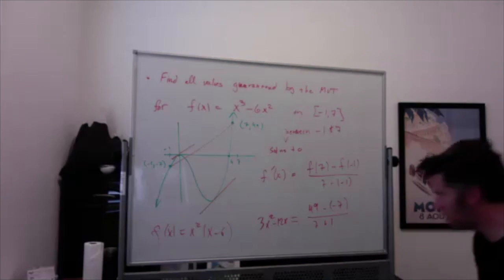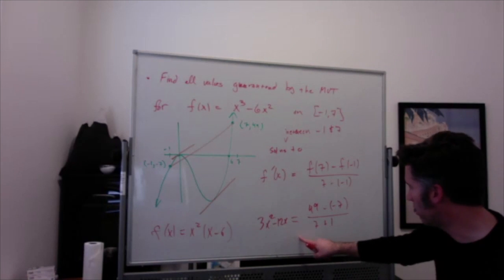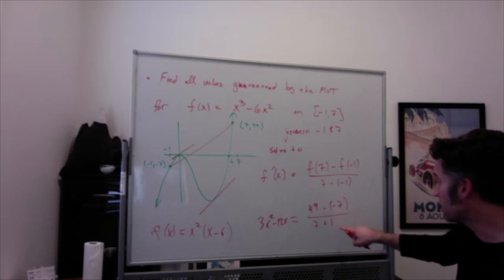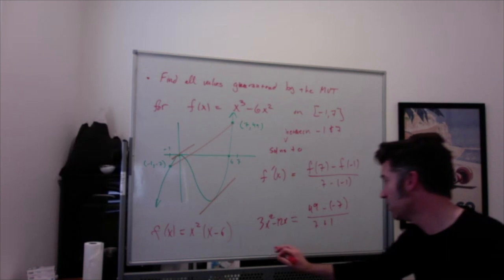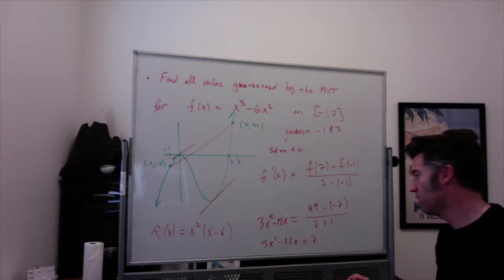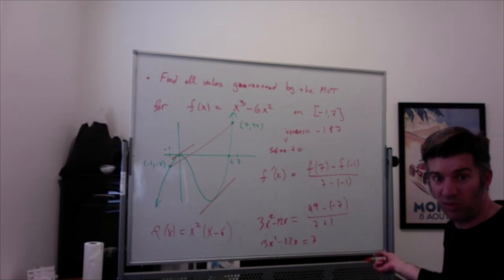So let's see, I'm trying to solve 3x squared minus 12x equal to, let's see, 49 plus 7 is 56. 56 divided by 8 is 7. So I'm trying to solve 3x squared minus 12x equals 7. And that's definitely something we can solve. It's a quadratic.